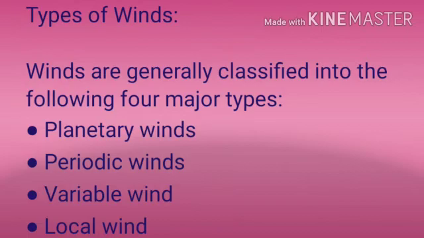Next one, the local winds. The local winds are the winds that blow only in a particular locality for a short period of time. The effect of these local winds is experienced only in that particular area, such as land and sea breeze, mountain and valley breeze. They are mostly seasonal and have local names like Sirocco in north coast of Africa, Chinook in the Rocky Mountains of North America, Loo in the Thar Desert in India, Mistral in the Mediterranean Sea in France, Bora in the Mediterranean Sea in Italy.